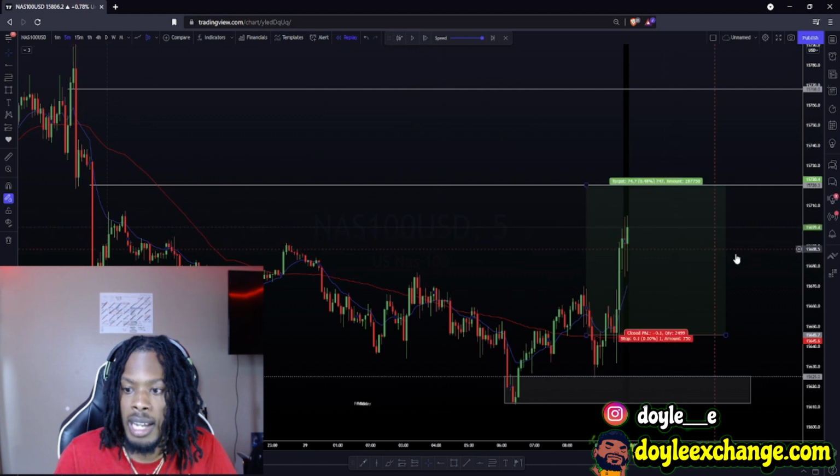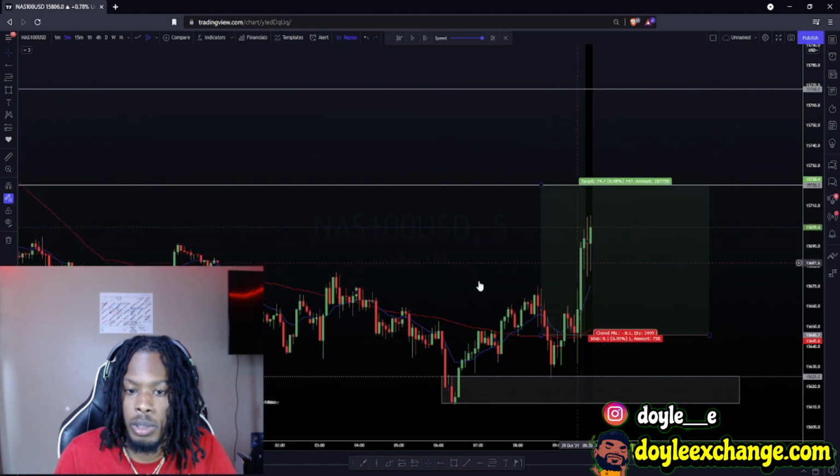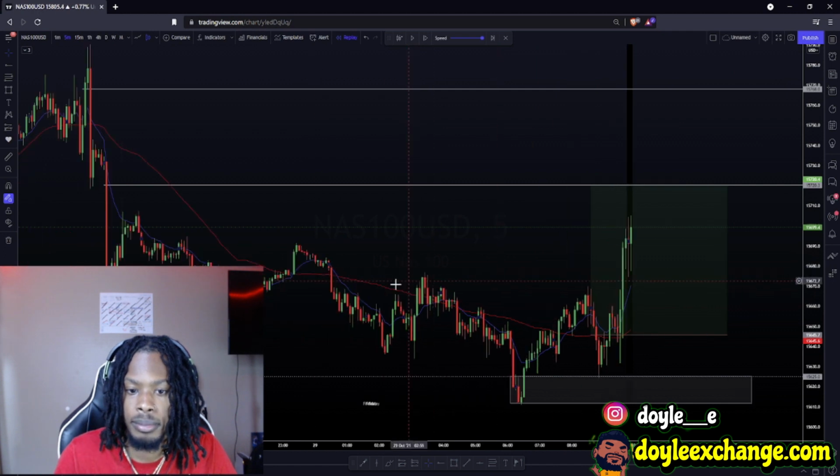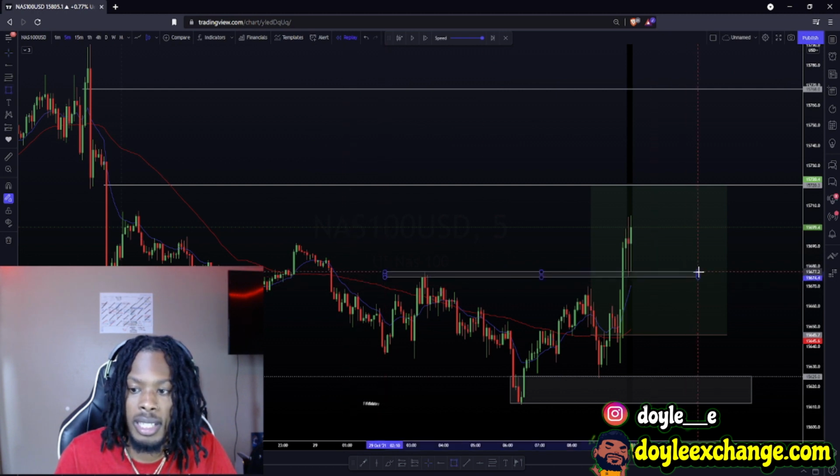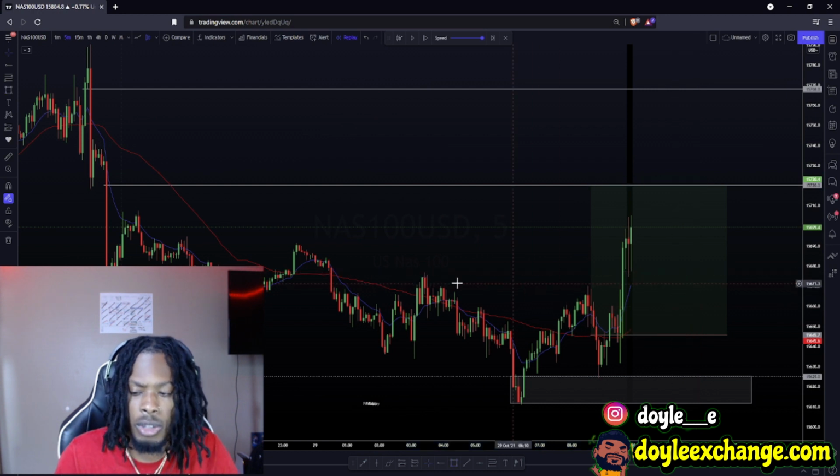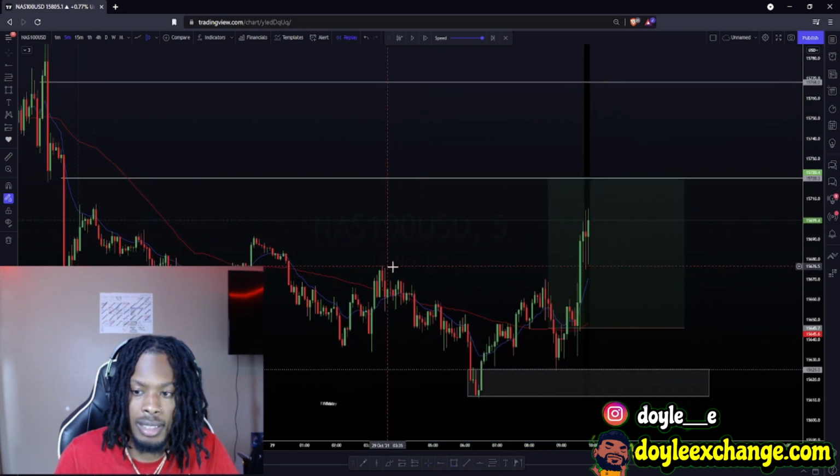Okay, now it's starting to create a little support right here. It's not really a valid level. I mean, you could mix this level, but that wouldn't be enough. I don't know if that would be enough for me to just take a buy off of that. But I was already in a trade, so I don't know if y'all took that setup, but I don't really like it like that.